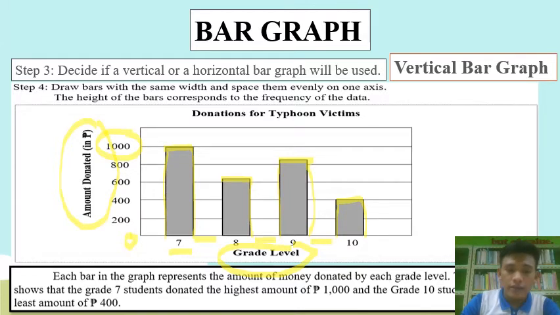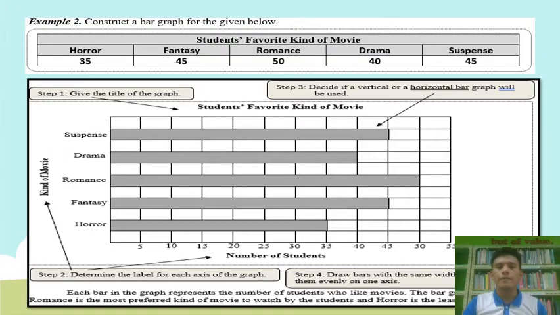So by looking at the picture, you will know who is the highest amount donated and who is the least amount donated. That will be grade 10, the least, and grade 7, the highest. That's the use of a bar graph.